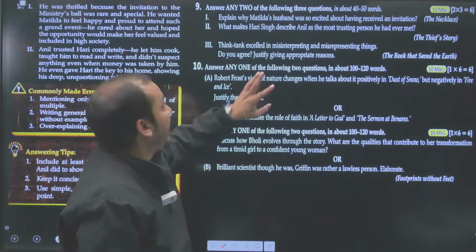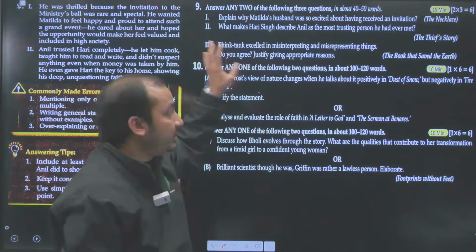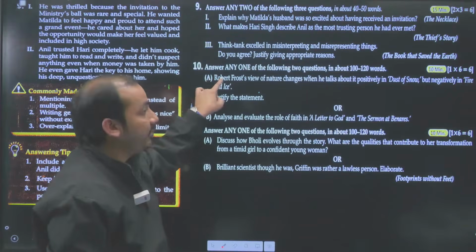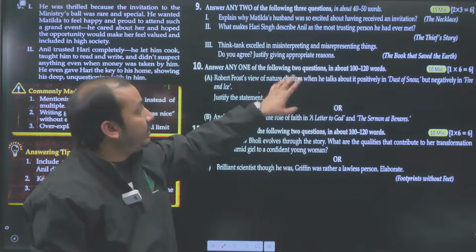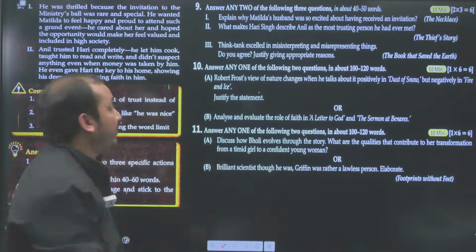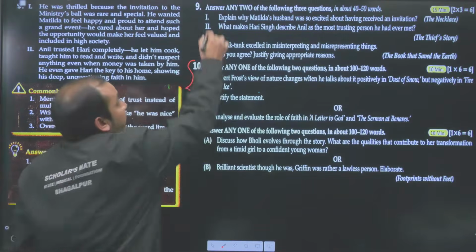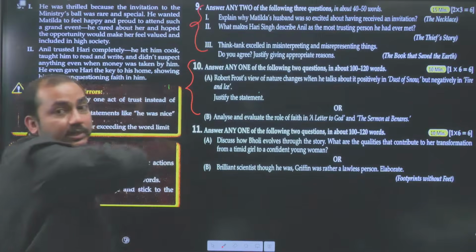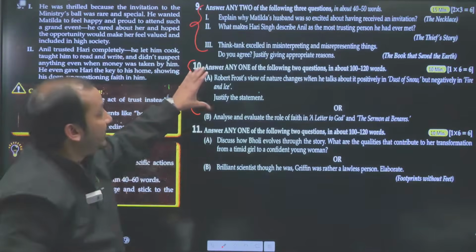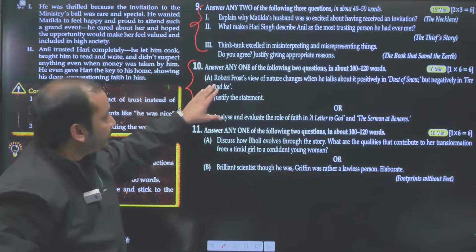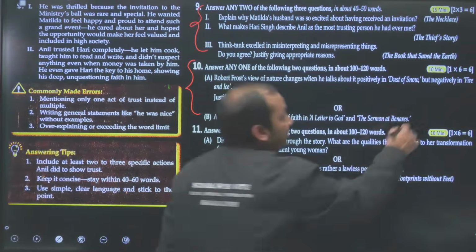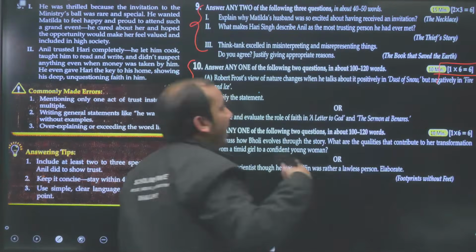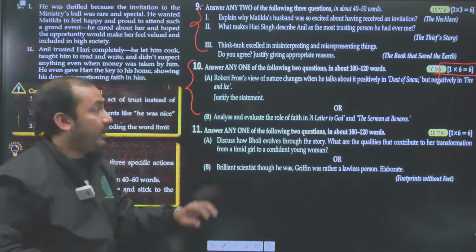Among 3 questions, we have to write answers of just 2 questions. Now, question number 10. Answer any one of the following 2 questions in about 100 to 120 words. Discuss this one. This you will write as we have discussed previous questions. This you have to write in the way, because this question is of 6 marks. So you have to think and write it properly.